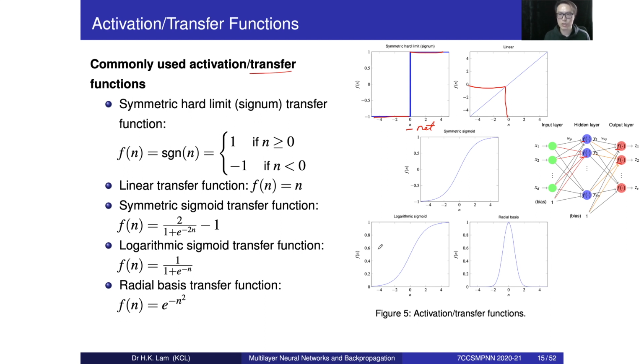But later on you will find out that if we are going to use the backpropagation algorithm to train the parameters Wji and Wkj, we require the activation function to be differentiable, because we are going to use a gradient-based technique to update this W. If it is not differentiable, then the algorithm does not work.